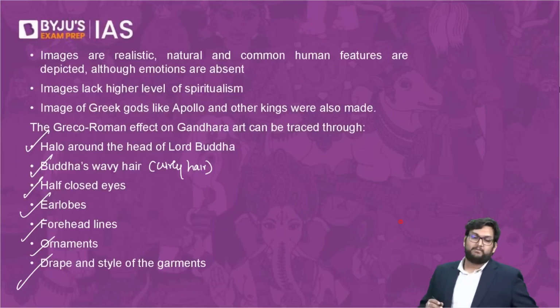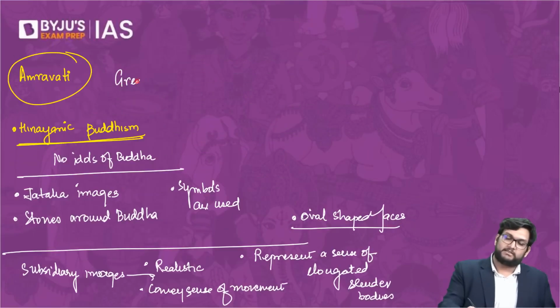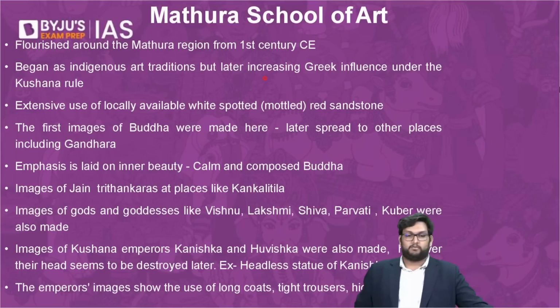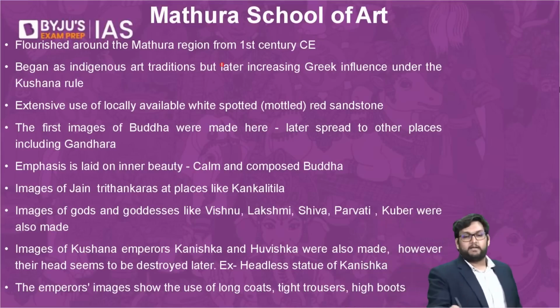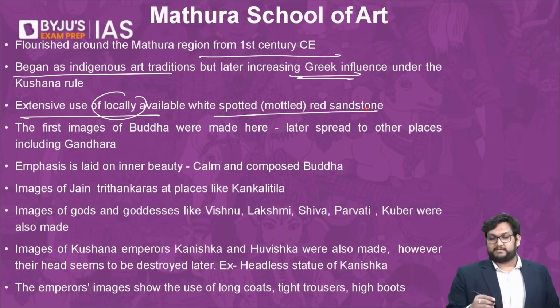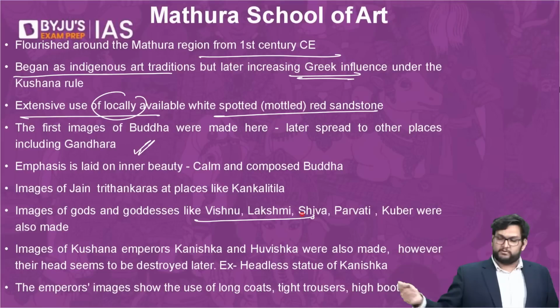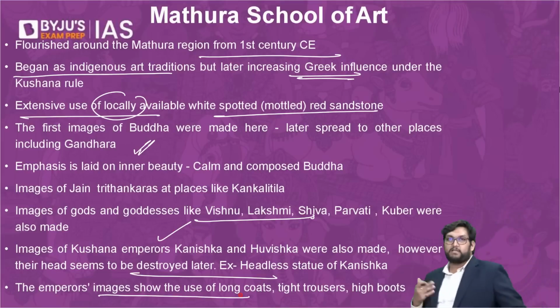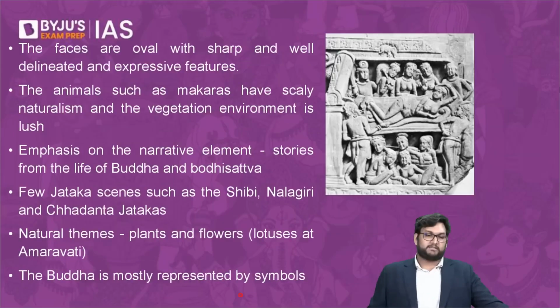And this is where Amravati, one more thing, which is greenish black sandstone. So when we see Amravati, yes, but confused. I have no idea how you are confused with something still. But Mathura starts in 1st century CE, indigenous but increasing Greek influence, extensive use of locally sourced white spotted red sandstone. First images were of Buddha. Thereafter, we get Lord Vishnu, Lakshmi, proper Hinduistic images also. But we also have emperor images, and that shows us coats, tight boots with regards to that. So this is the Mathura discussion.